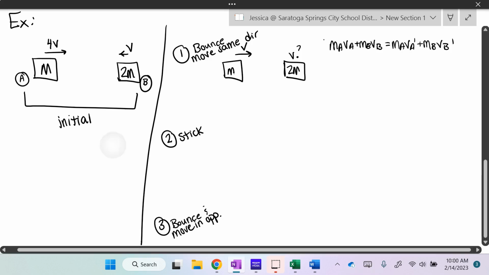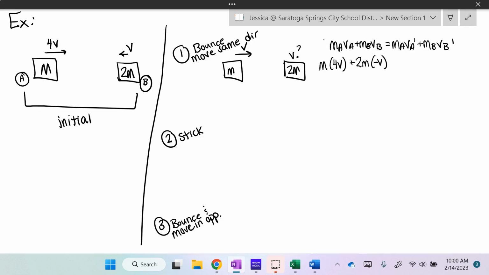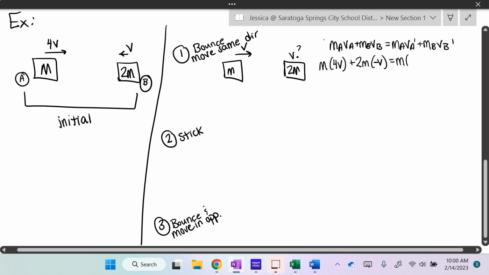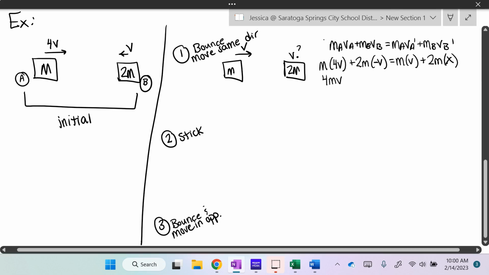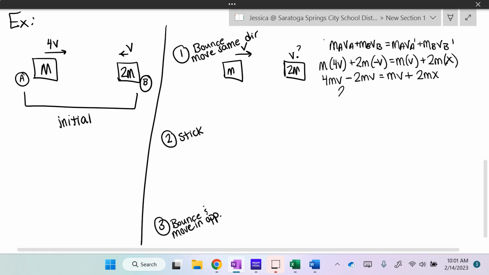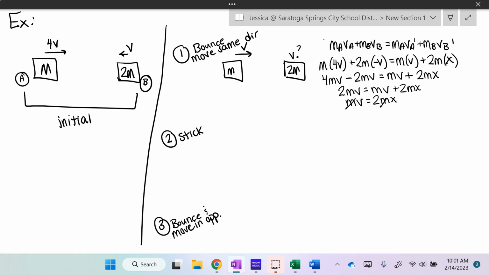Okay, so initially, I'm filling in these values. I have M times 4V plus 2M, and I'm going to substitute it in as a negative V, because remember, momentum's a vector, so direction matters. And then after, I have an M moving at a speed V, and a 2M moving at an unknown speed. I'm not going to use V, so I'm going to say x. That's what I'm looking for. So this becomes 4MV minus 2MV, because adding a negative is the same thing as subtraction, equals MV plus 2Mx, and x is what I'm looking for. So this is 2MV equals MV plus 2Mx. I'm going to subtract an MV from both sides, giving MV equals 2Mx, and M can cancel. I could have canceled an M in the second step, but I left it in. And then I divide both sides by 2.